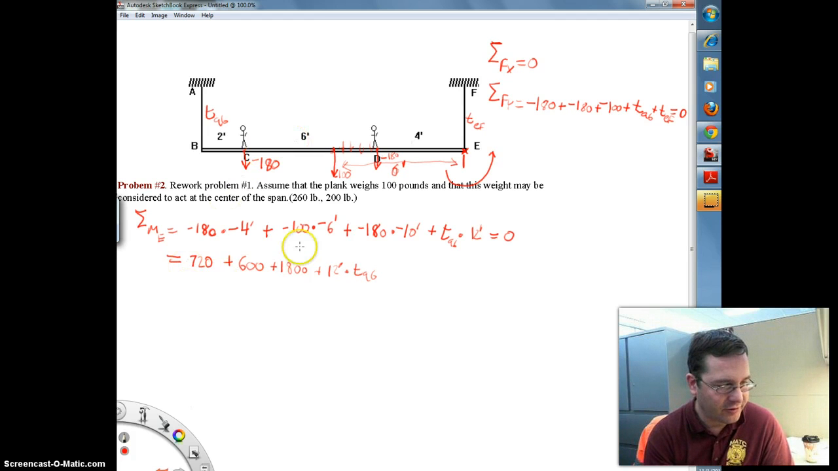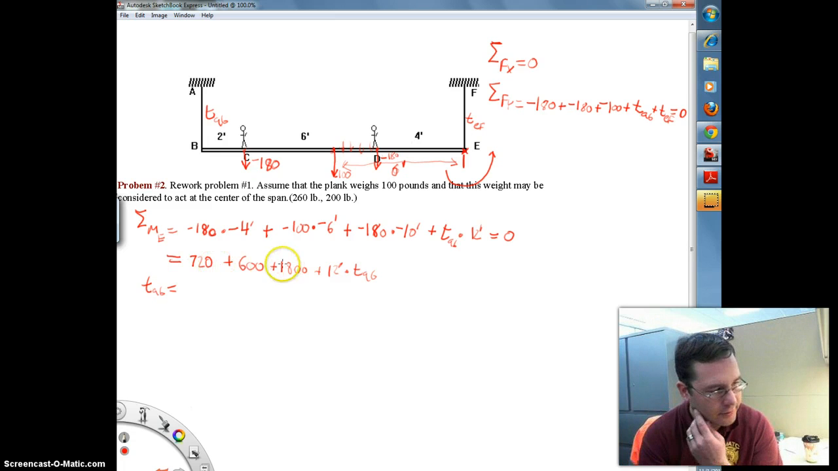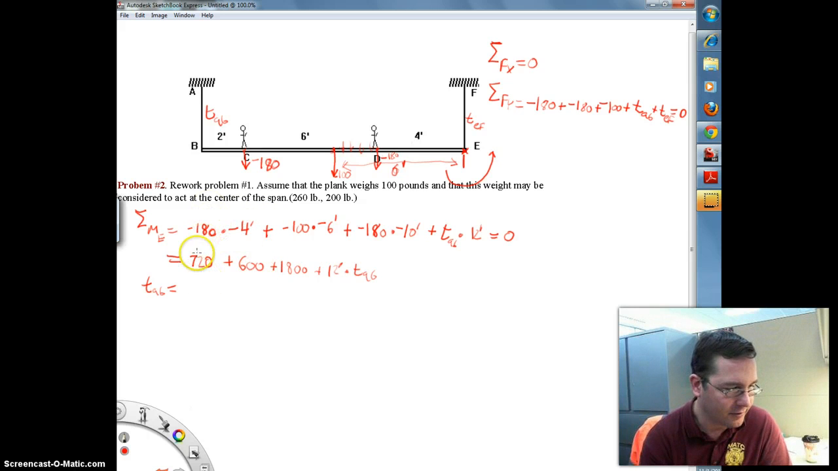Now, in the process of pushing this all around, I'm going to subtract all of this stuff from one side, and I'm going to divide both sides by 12 to get tension AB by itself. So the tension in wire rope AB equals 720 plus 600 plus 1800, and it will be a negative number in this case. And this distance is actually a negative distance. So it's all of this divided by negative 12.